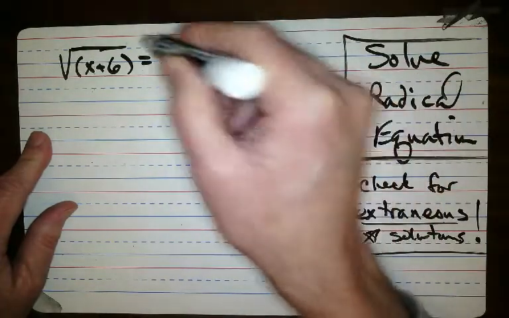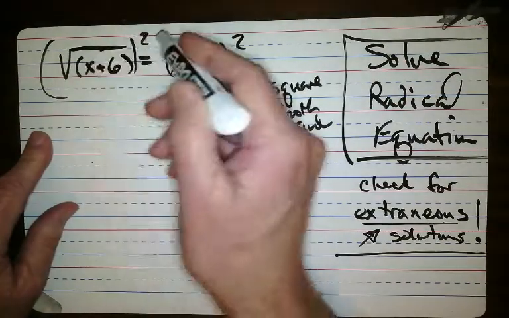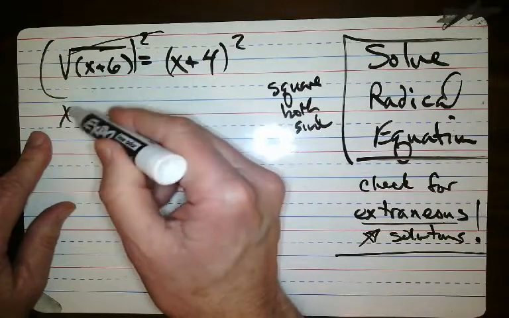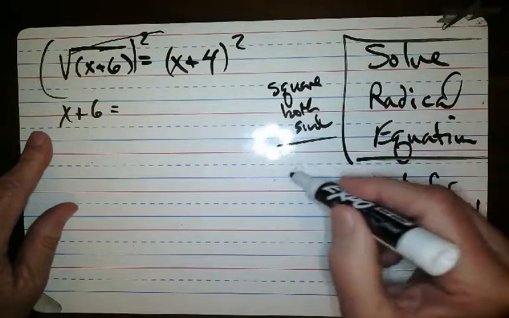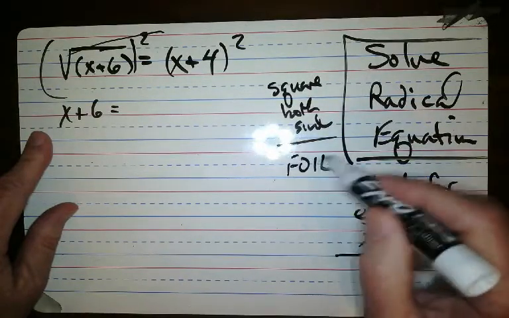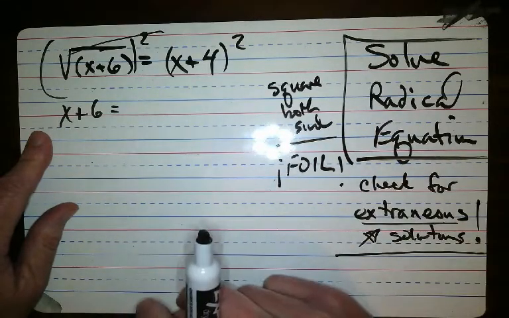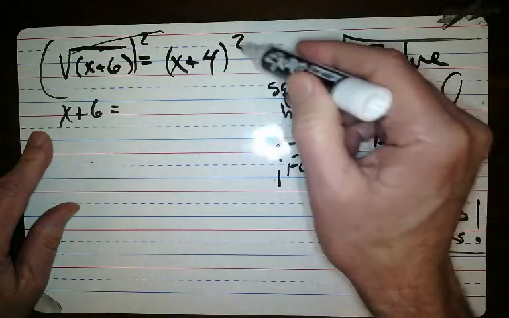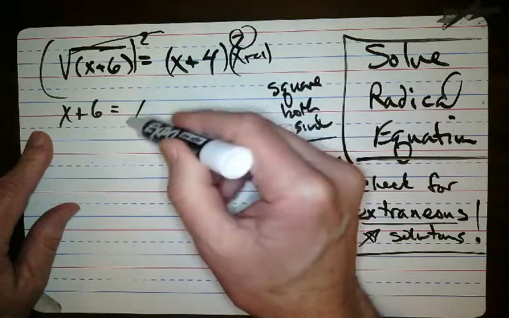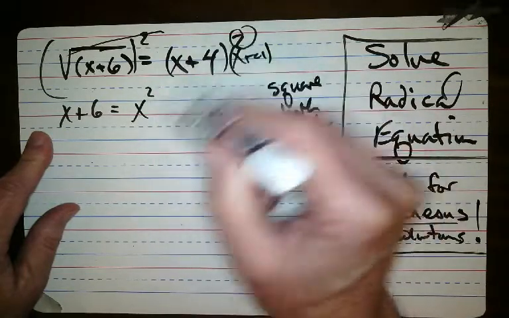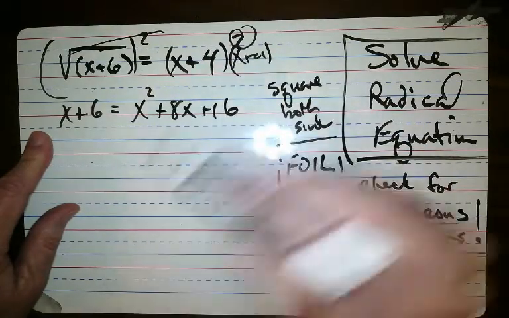Now, if you recall, when you square something, if you square a square root, those cancel out. Over here, you get x plus 6. If you square this, you have to do FOIL. Don't forget FOIL. We'll put little exclamation points. You have to do FOIL. That means this 2 means write it twice. So this is x plus 4 times x plus 4, which should be x squared plus 8x plus 16.